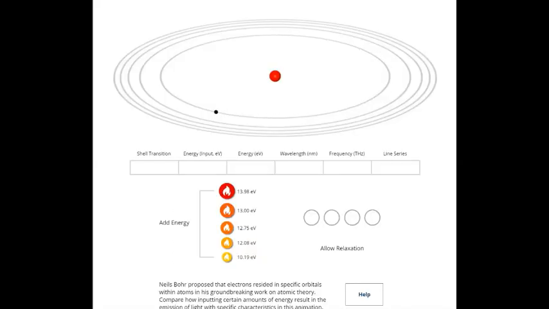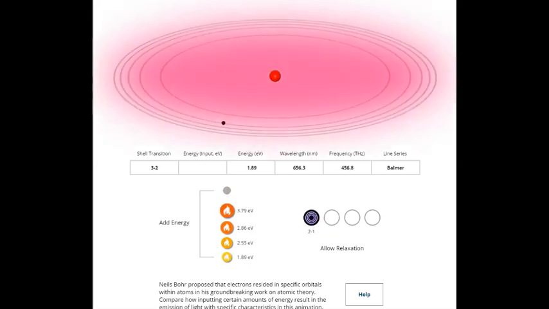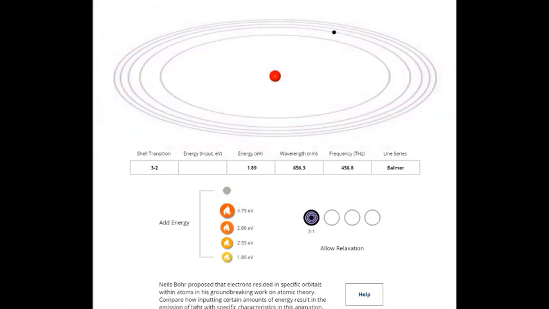The electron will make a transition from the 3rd to the 2nd orbit. Can you see it produces a red light? Similarly, consider this one. When it makes a transition from the 4th to the 2nd orbit, it produces somewhere around blue light. When it makes a transition from the 5th to the 2nd orbit, it produces somewhere around a purple light.